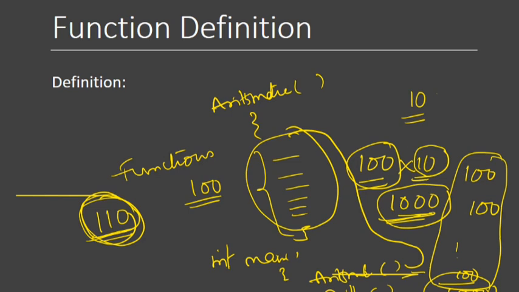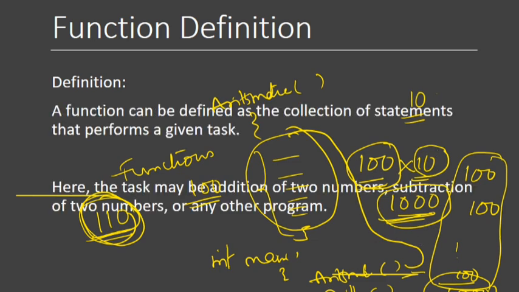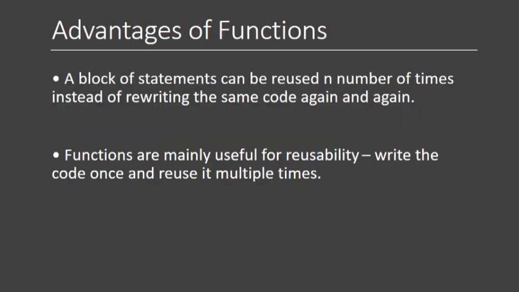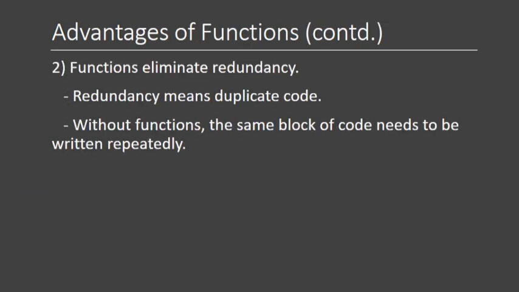This is called reusability. Once I write a program, I reuse it any number of times. This is an advantage of a function: we reduce the size of the program in memory, and program execution is faster. Functions eliminate redundancy. I'm not writing the program again, just calling the function, and the same code is executed again. This is about functions. Thank you.